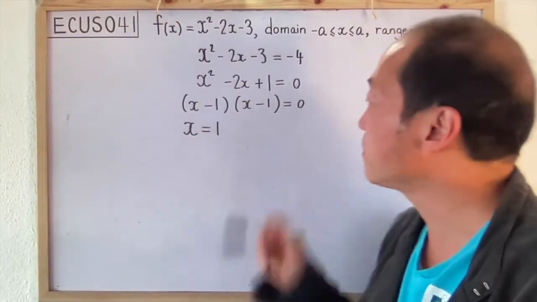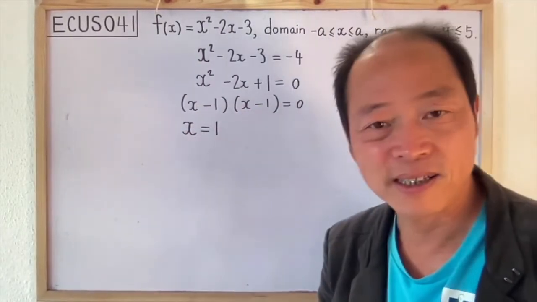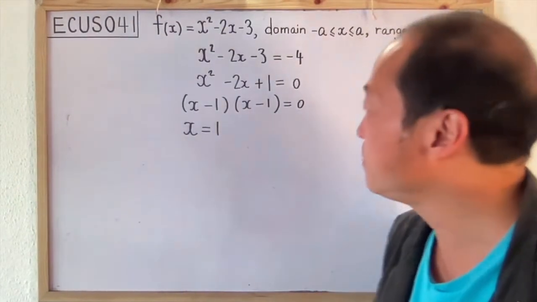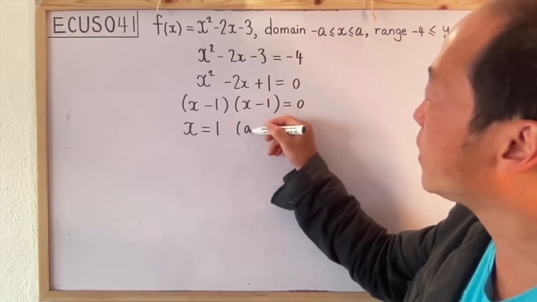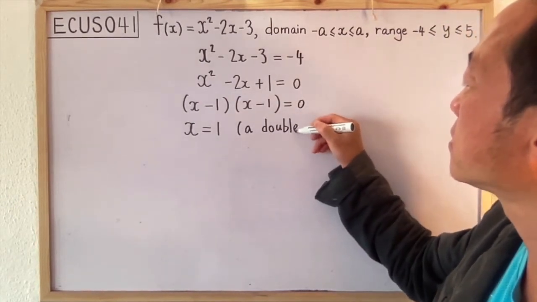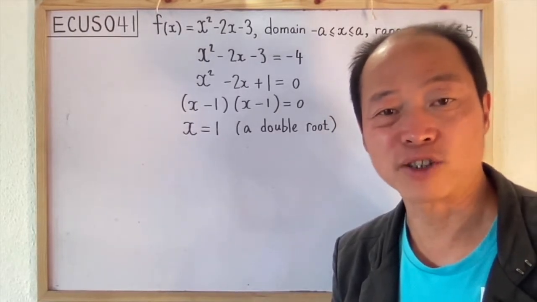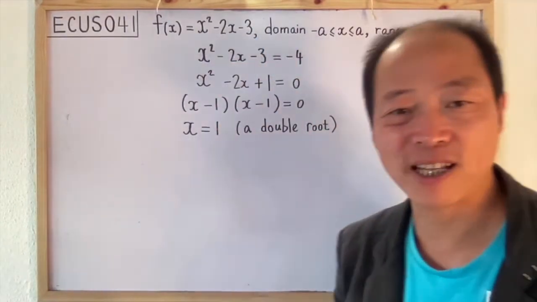However, this pair of brackets is just the same as this pair of brackets. x equals 1 will appear twice. This means that 1 is a double root of the equation. This will only happen at the vertex of the quadratic graph y equals x squared minus 2x minus 3.